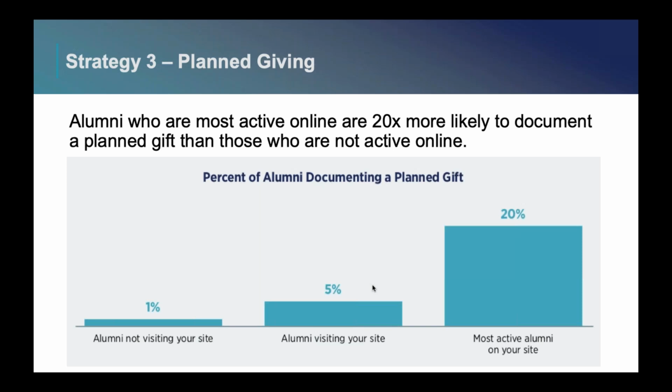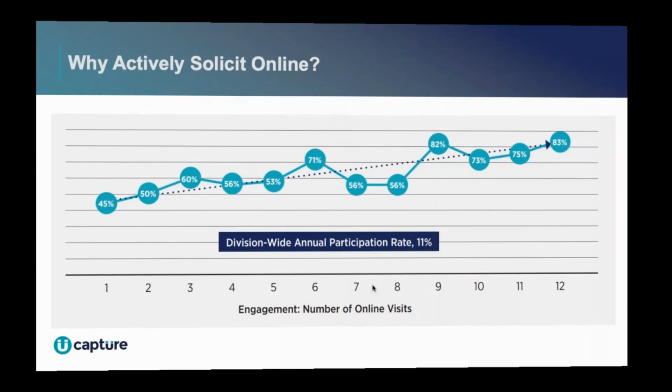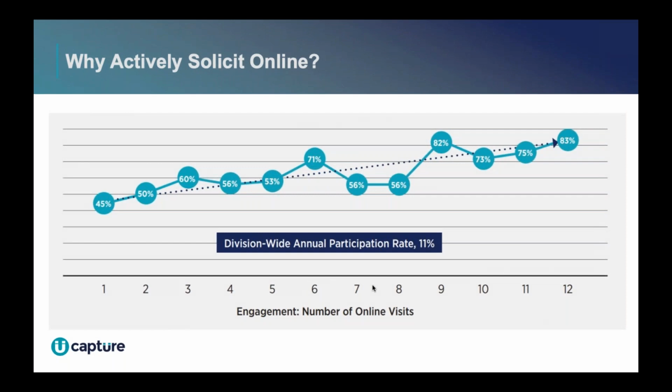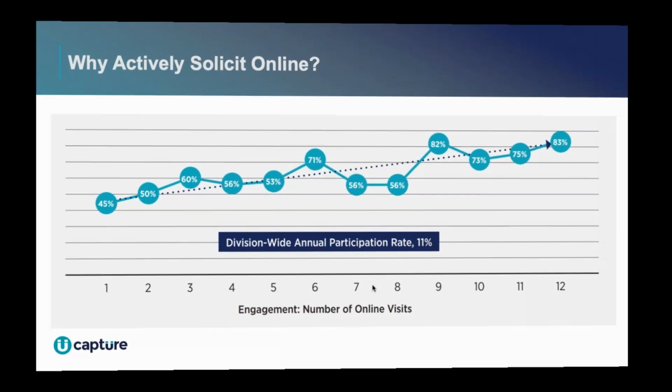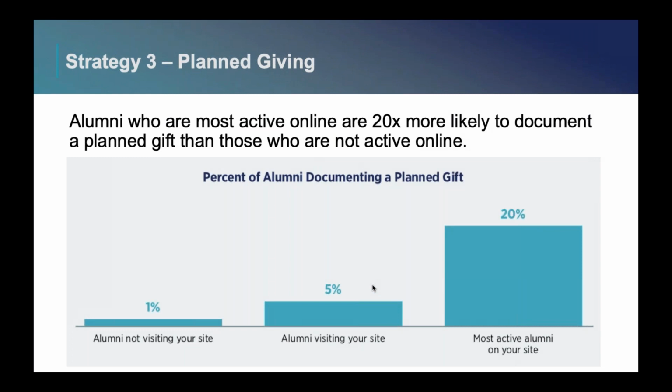If we go over to the far right, you'll notice that alumni who are most active on the website, so I'm going to go back one slide here. So you'll notice that alumni who are most active on the website are most likely to give to the campaign this year, but alumni who are most active on the website are also 20 times more likely to document the institution in their estate plan compared to alumni who do not show up online. So some pretty exciting interventions that are possible because of marketing automation.